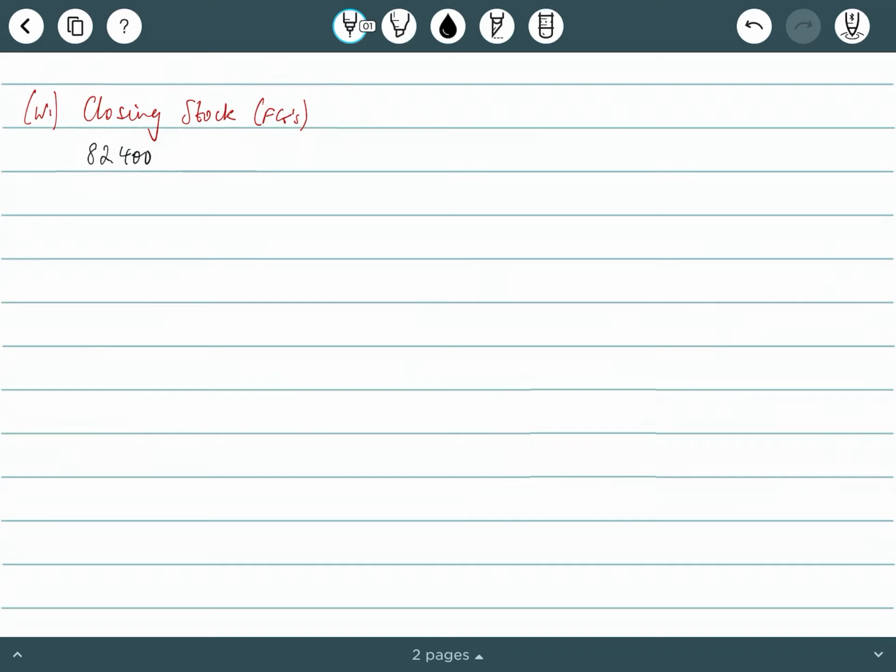And then it says include stocks which cost 3,900 but now has a realizable value of 2,600. So what you do then simply is you go to your calculators there, and it's 3,900 minus the 2,600, and that gives you a loss of 1,300. So we're taking away that 1,300, which is a loss in the value of that stock, which brings it down to 81,100. You've done that many times before, so hopefully you have no issues with that.